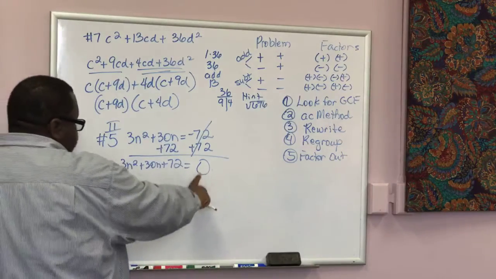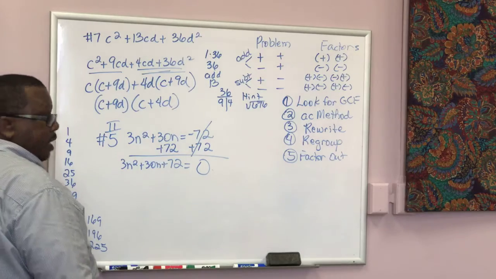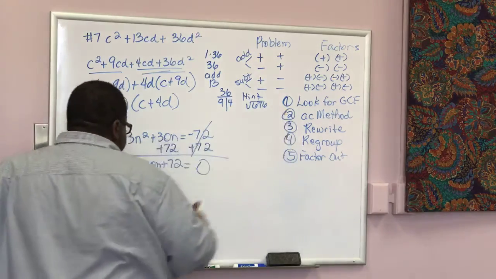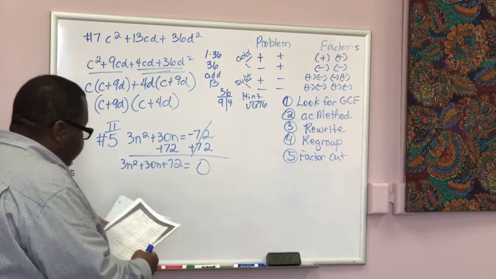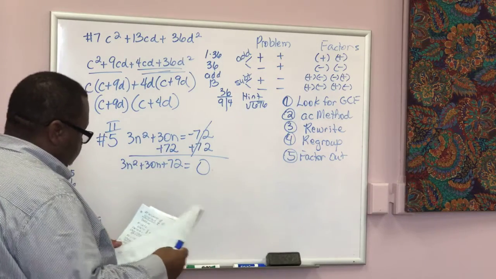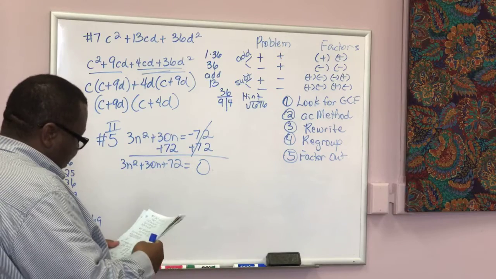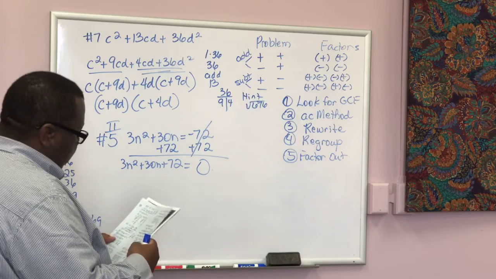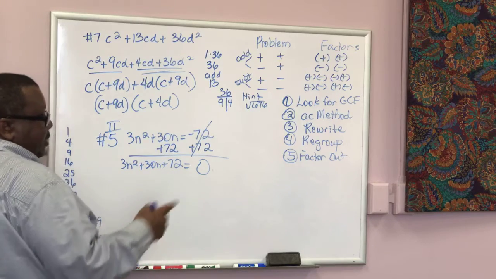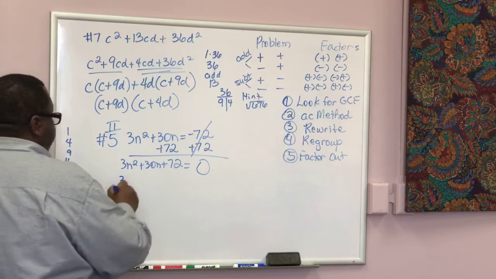Okay? And now you just go back to what we were doing at first. Once you get the side to 0, follow your steps again. All right? So do they have anything in common first? Do 3, 30, and 72 have anything in common? Yes, they do. It's 3. 3 is a common factor out of the whole problem.